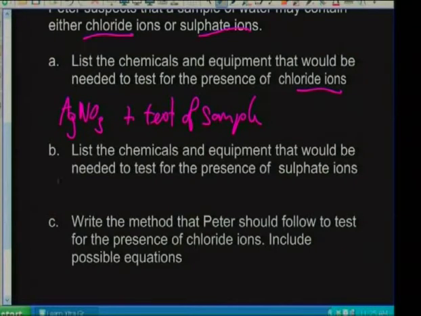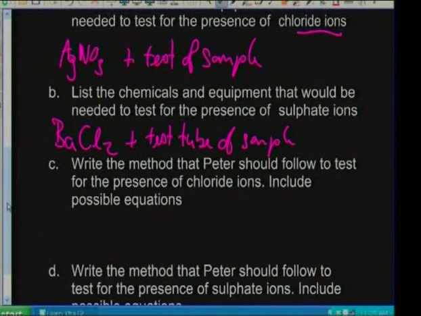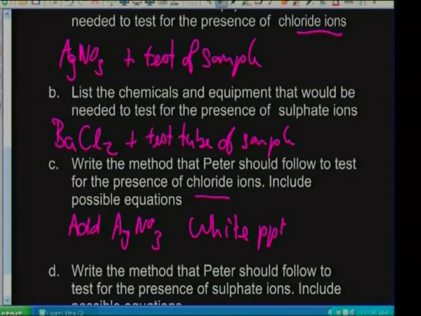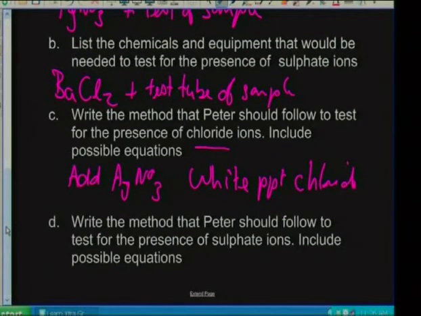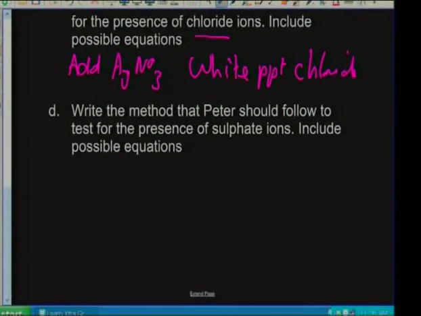If we were doing sulfate, we would need barium chloride and some test tubes, a test tube of the sample. You could also include in the equipment list the fact that you're going to need droppers. Now, what you would do is you would simply add drops of, for the chloride test, you would add some silver nitrate, few drops, and hopefully you would get a precipitate. If it's a white precipitate, then you know that you've got a chloride ion. Now, we've done the equations in the previous example, so I'm not going to write those equations out. You can check those with your teacher.